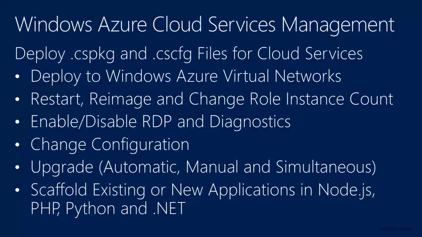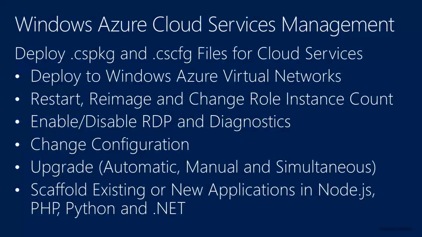So from a cloud services perspective, we've done quite a few things recently. I know most of the work in PowerShell has been around IIS, but we've actually started going back and adding some functionality to PaaS as well. So just the core stuff that you can do from cloud services, you can deploy CS package and config files. You can deploy PaaS services to Windows Azure Virtual Networks. So if you go to Visual Studio, you can't deploy to a VNet. They didn't know that either until a few weeks ago, which is shocking.